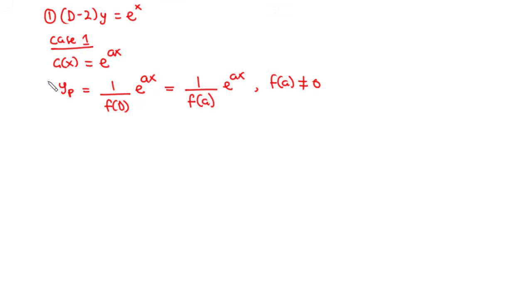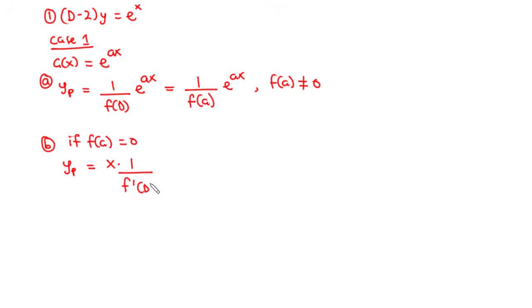In the case this approach fails, that is if f(a) is equal to 0, then we have yp equals x times 1 over f prime(D), times e^(ax). You multiply the numerator by x, and for the denominator, instead of f(D), this time you have f prime(D).